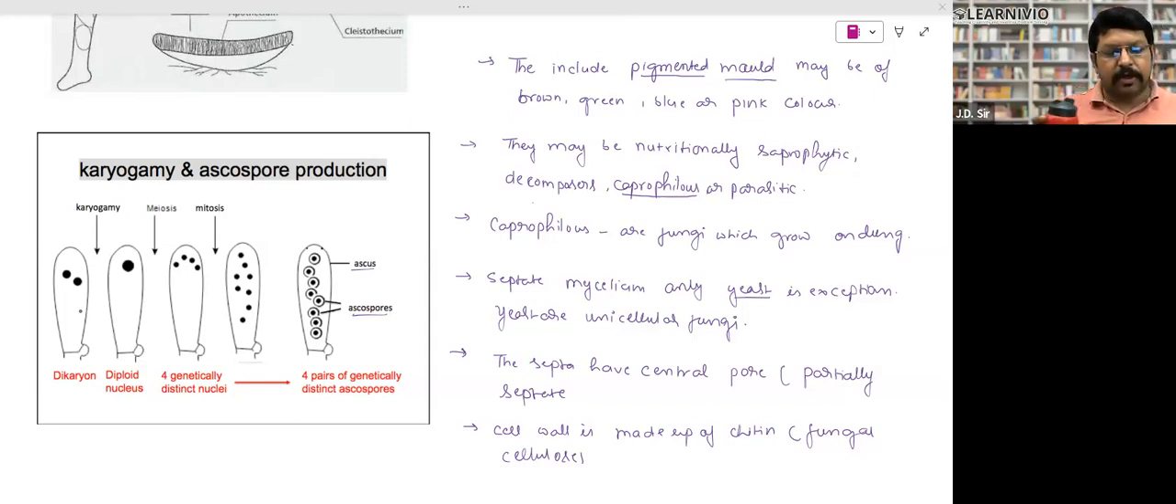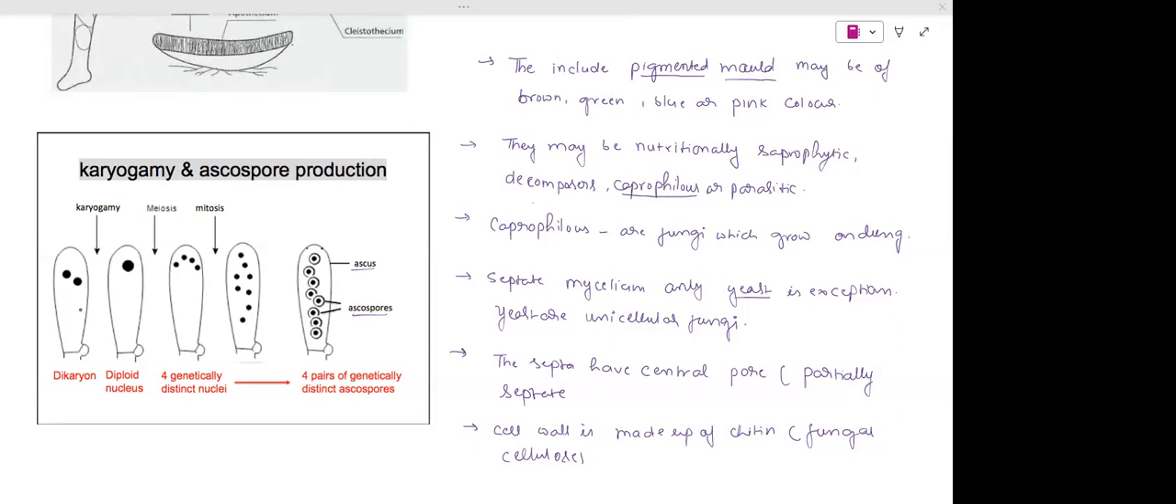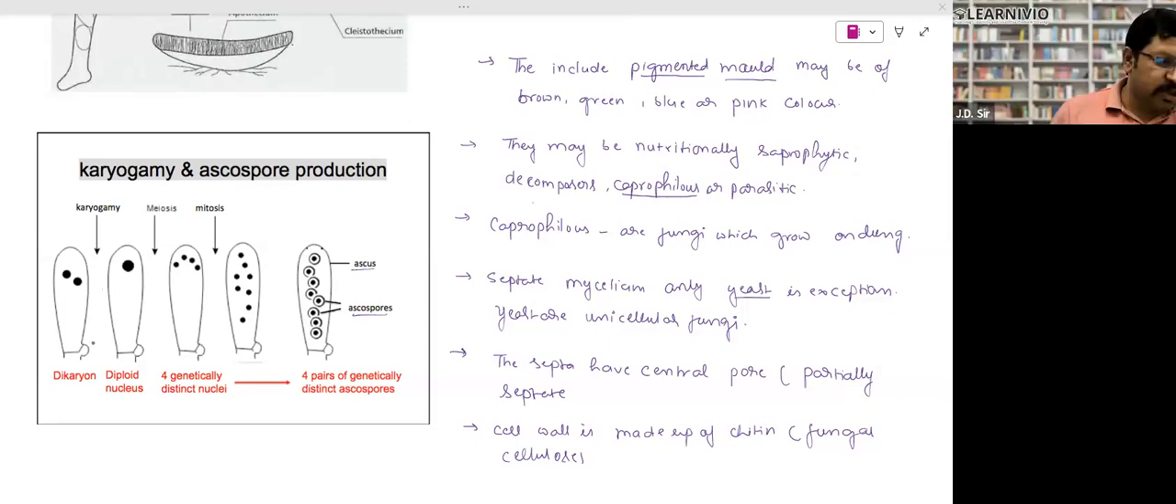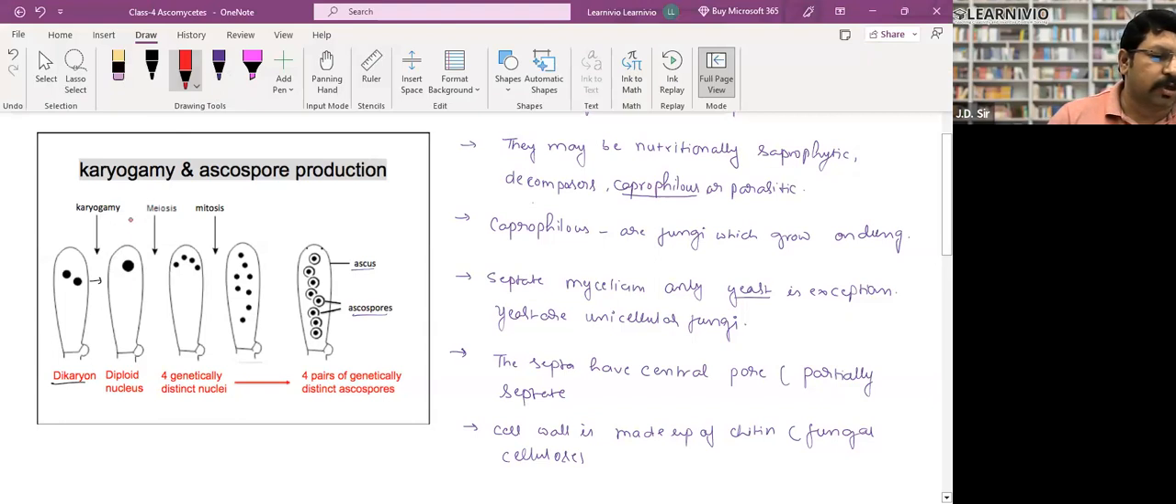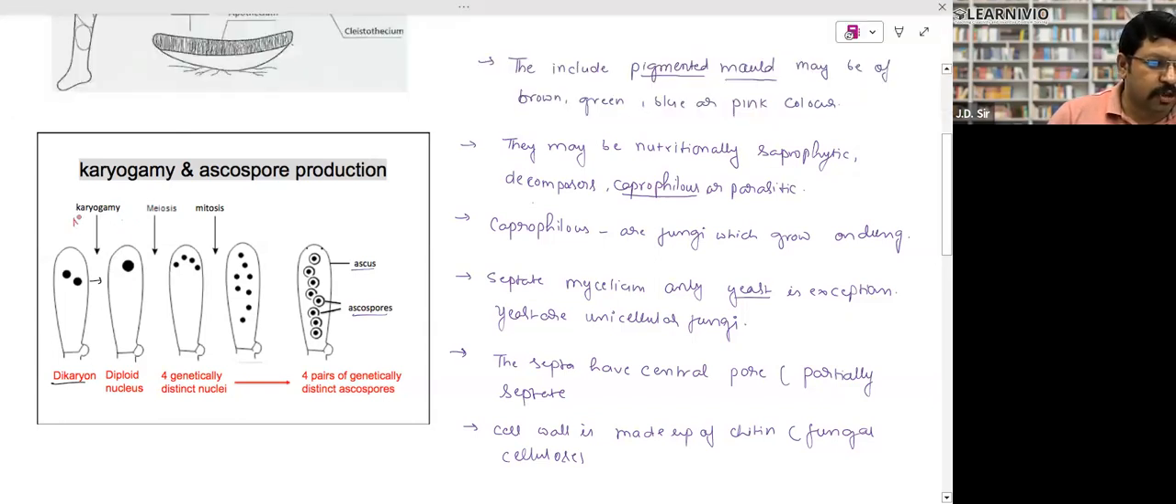Both of the dikaryotic nuclei will fuse, right? Yes, sir. In this dikaryotic structure, what will happen? Karyogamy will take place. What is karyogamy? Karyogamy is the process of fusion of nuclei, right? Karyo means nucleus and gamy means fusion, right? So this is nuclear fusion. Both of the nuclei will fuse. This is N haploid, this is N. So what will happen now? This will become 2N diploid.